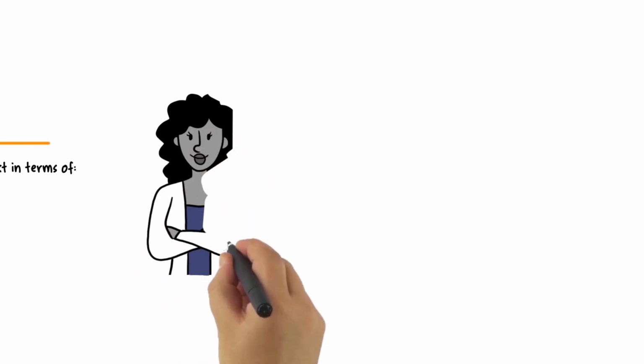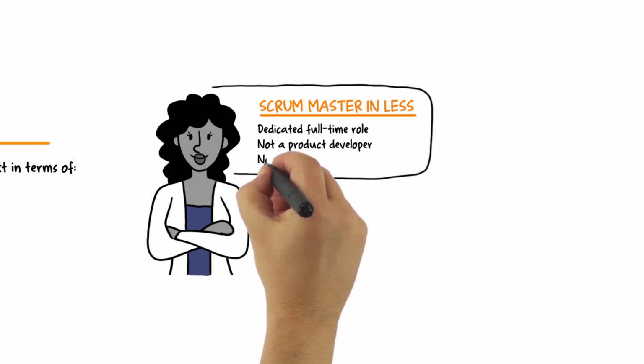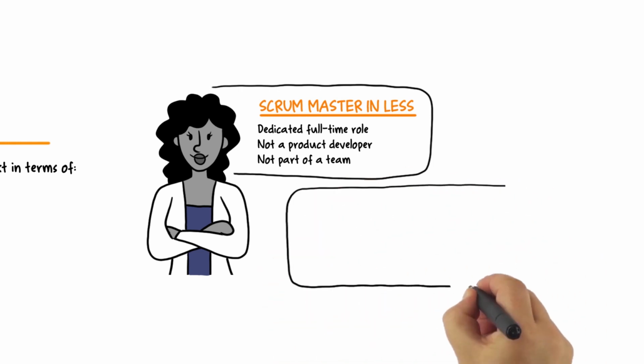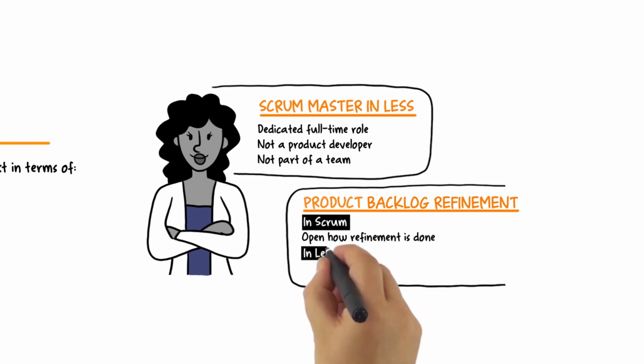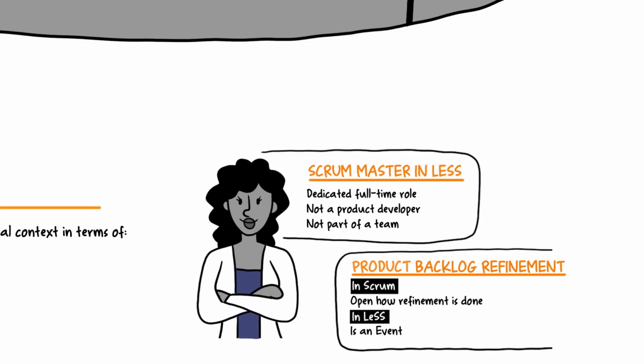Another difference is that the Scrum Master in LeSS is a dedicated full-time role. In LeSS, a Scrum Master cannot be at the same time a product developer, and accordingly, a Scrum Master does not belong to a team. In Scrum, product backlog refinement is an activity, which means it leaves open how refinement is performed. In LeSS, on the other hand, it is an event. Therefore, there is a product backlog refinement event every single sprint at the same time, usually on a day in the middle of the sprint.